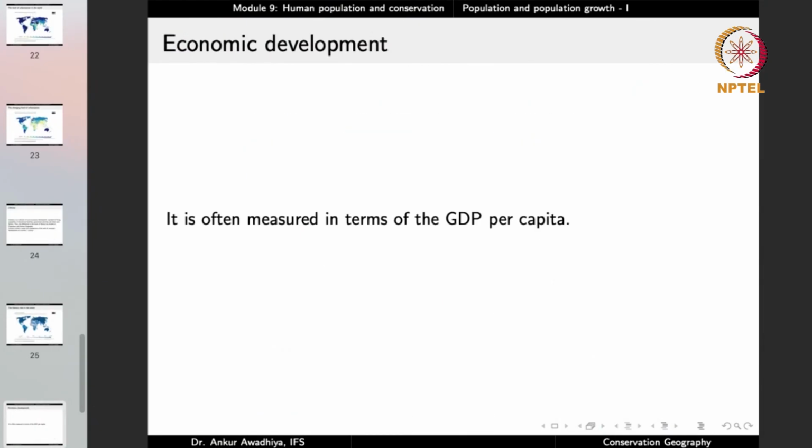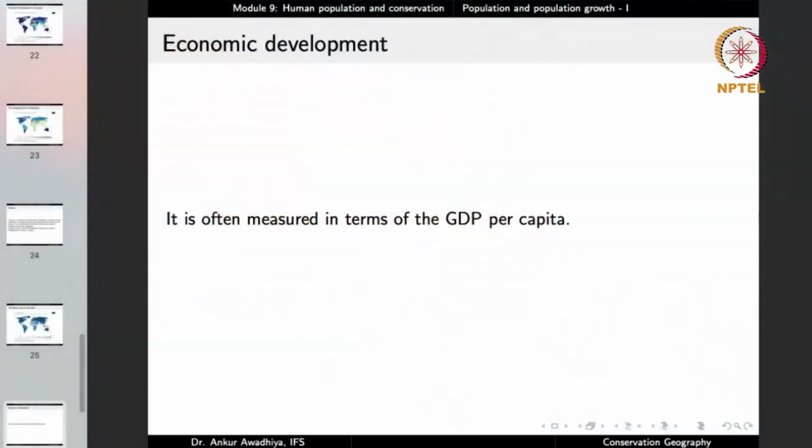Next we have economic development. This is another population parameter, often measured in terms of GDP per capita, that is, the gross domestic product per capita. It means that if we add up all the produce that a society is making, put a price tag on it, so we put a dollar value or a rupee value to that, and divide that by the total population of the country or the society, we get the GDP per capita.